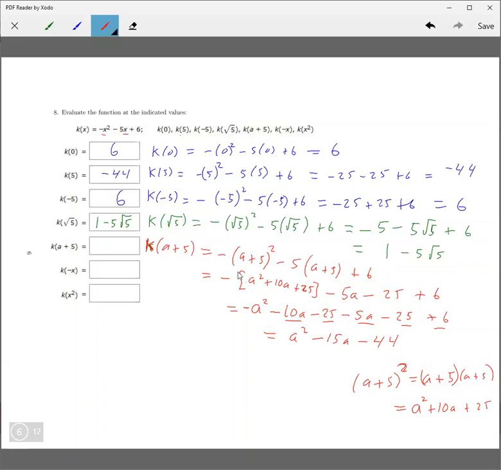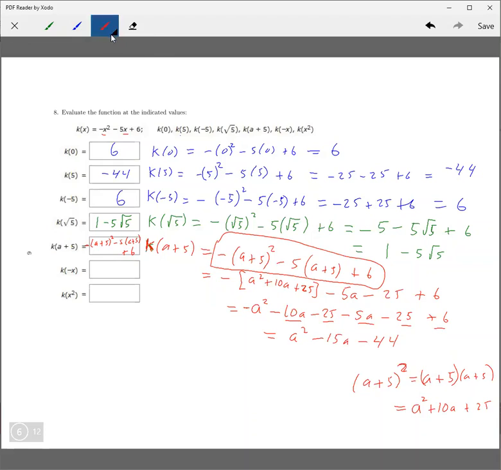Actually, it didn't say simplify, so you know what? You could just put this in. That'll give it to you. But this also would probably work.